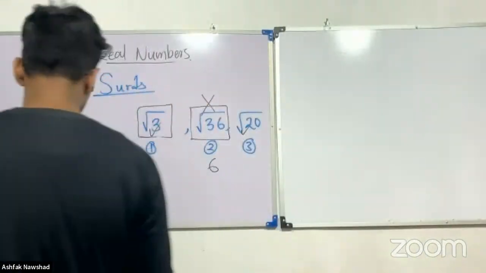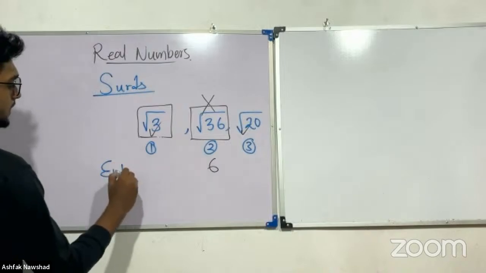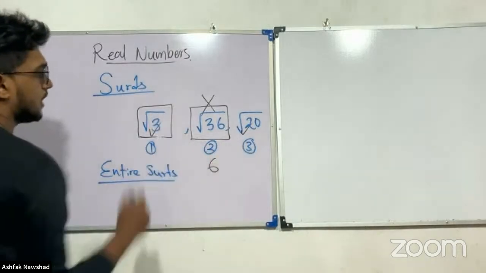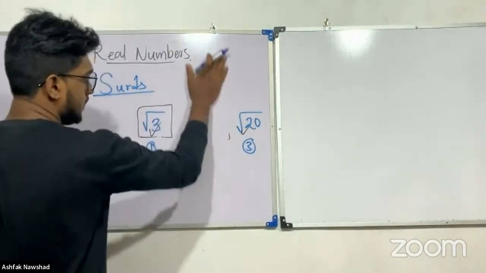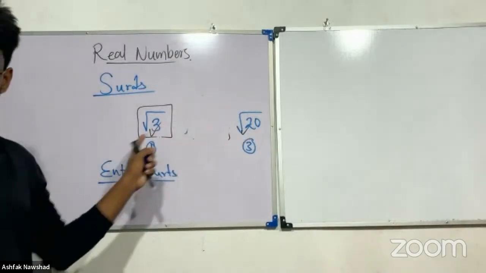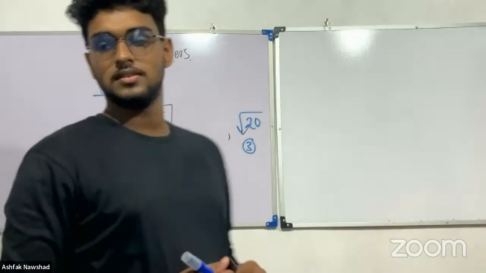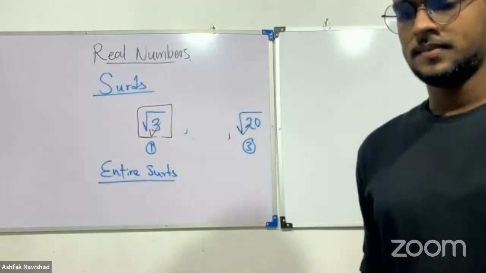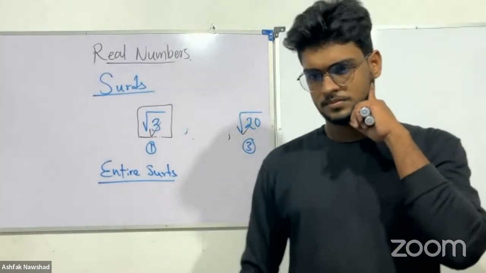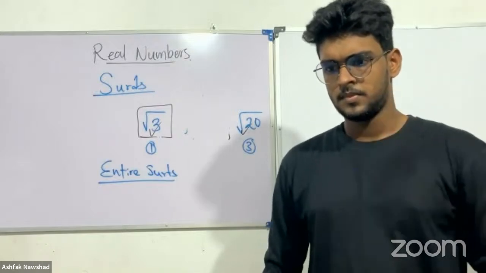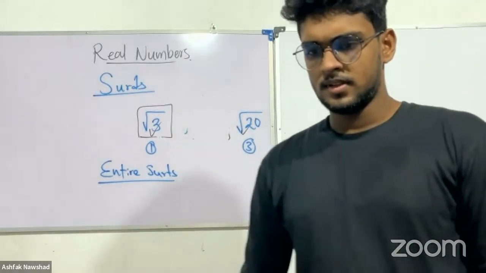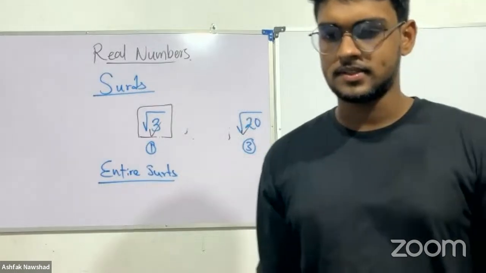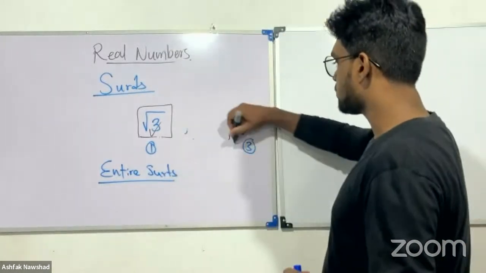And then we were talking about entire surds. Out of these 3, we know this one is not a surd. Is there any entire surd among these 2? If there is, what is it? Yes, there is an entire surd among these 2. The entire surd is the square root of 20.